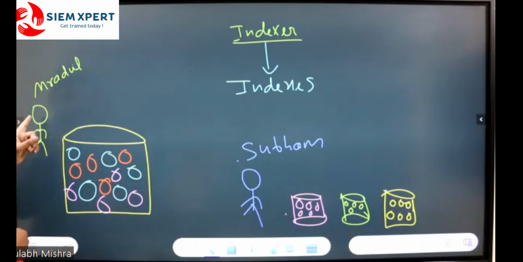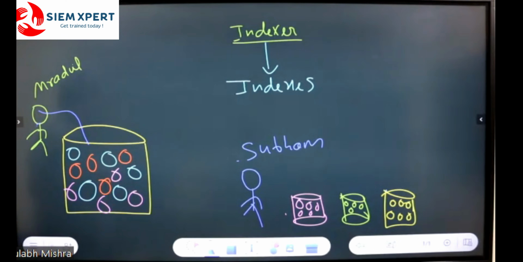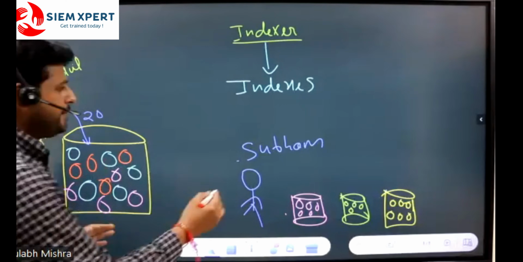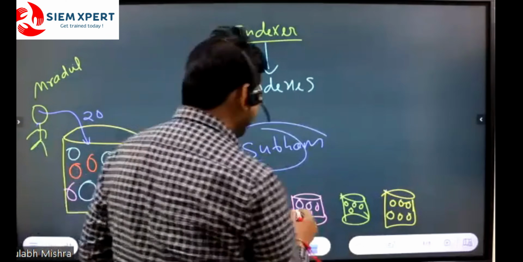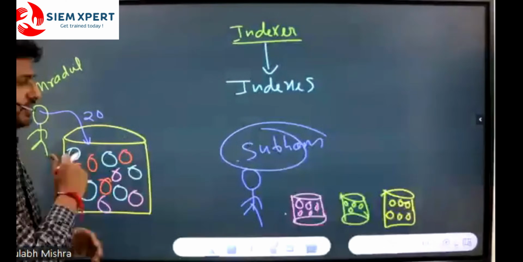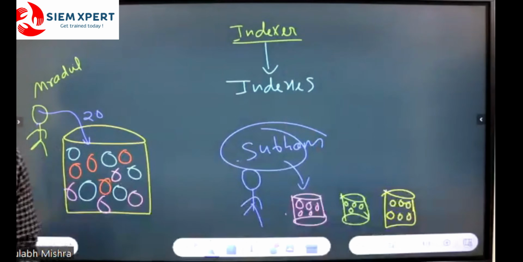I'm asking Shubham and Mradul to search for red balls. Sorry, there is no red in this. Pink, sorry. I'm asking him to search for 20 pink balls, and I'm asking him also to search for 20 pink balls. So who do you think will be able to search faster, he or he? Who will win? Shubham.